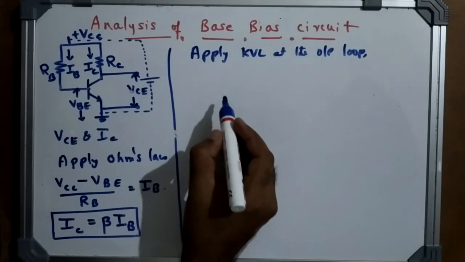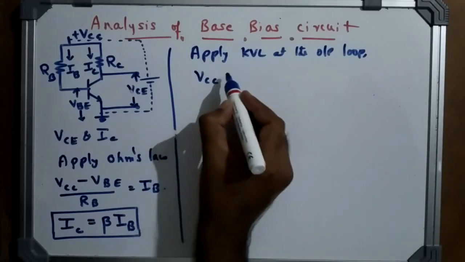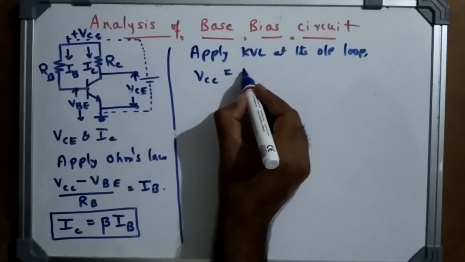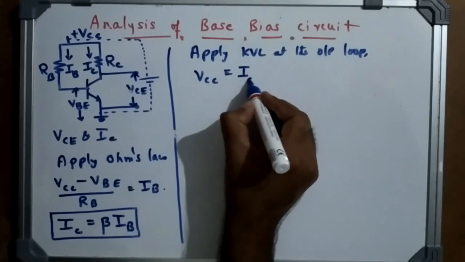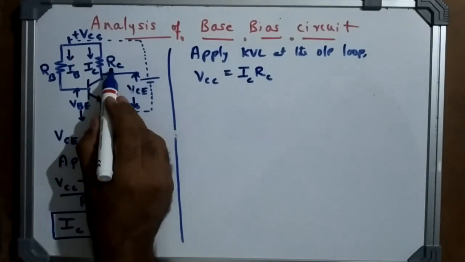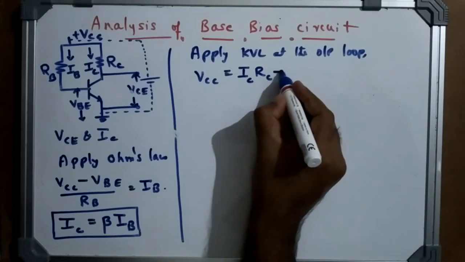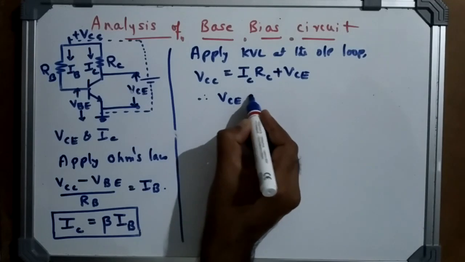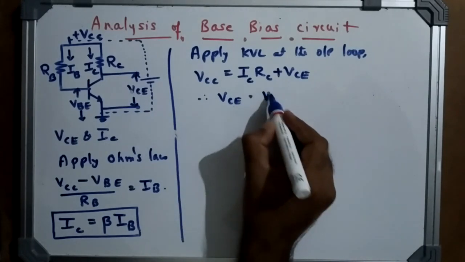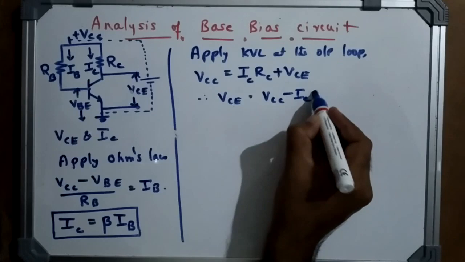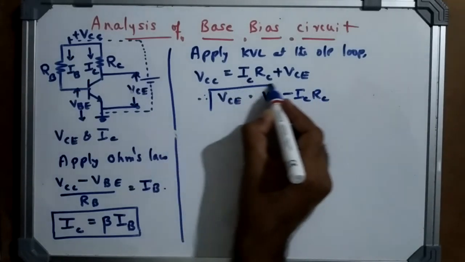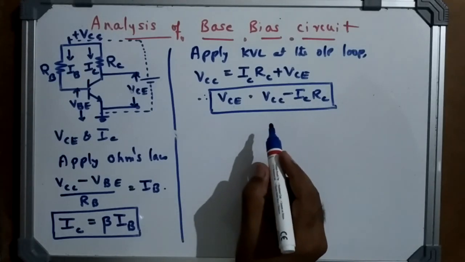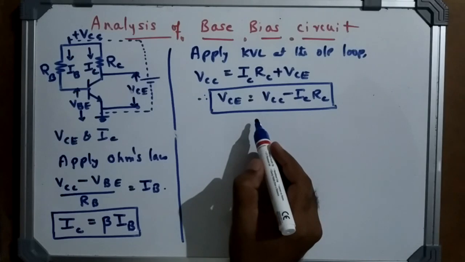What we get is VCC, that is equal to this voltage, that is equal to the sum of the voltage across all the elements. So that is IC into RC, the voltage across RC, plus VCE. Therefore, VCE is equal to VCC minus IC into RC. This is the expression for the output voltage or the collector to emitter voltage.